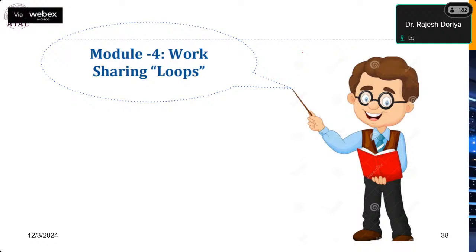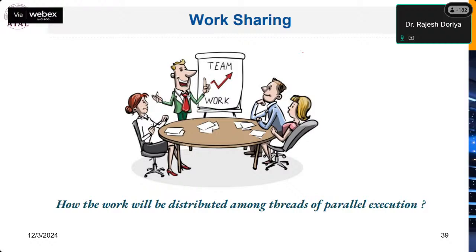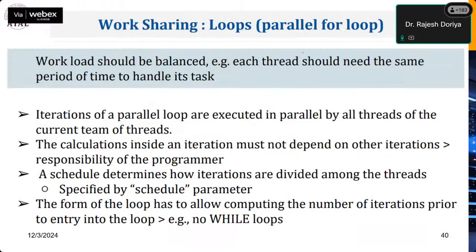Now let us see the work sharing in the form of loops. We are going to see how the work is distributed among the threads of parallel execution. The workload should be balanced. For example, each thread should need the same period of time to handle its task, and the iterations of a parallel loop are executed in parallel by all the threads of the current team, and the calculation inside an iteration must not depend upon another iteration. So it is the responsibility of the programmer to make sure that each and every thread gets the same sort of workload.